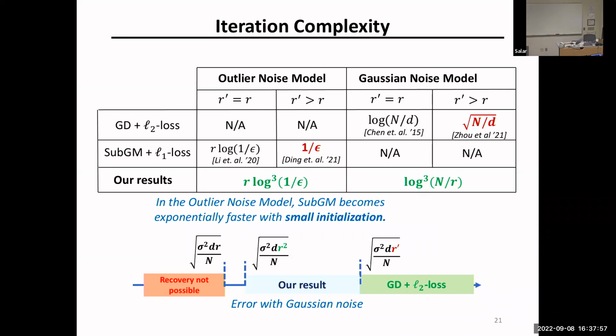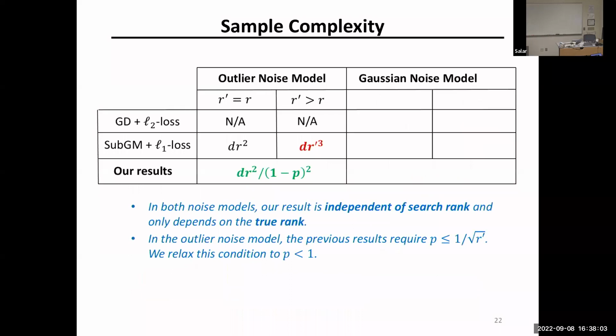Could you remind me what N is? N is the number of samples. This is the iteration complexity. Next, I'm going to talk about sample complexity, or the number of samples I need to guarantee small error. Okay. In the outlier noise model, for overparameterized regime, the best known sample complexity, again shown by Jing and his collaborators, is D times R prime to the power 3. Again, in the overparameterized regime, this can be very large. Our result shows that no matter what the overparameterization is, the sample size that I need scales with the true rank, not the search rank, but the true rank.